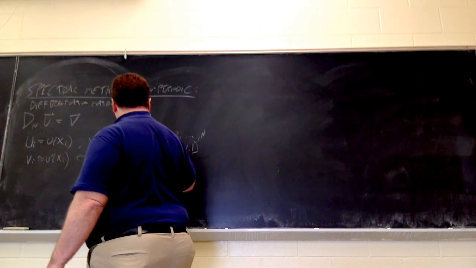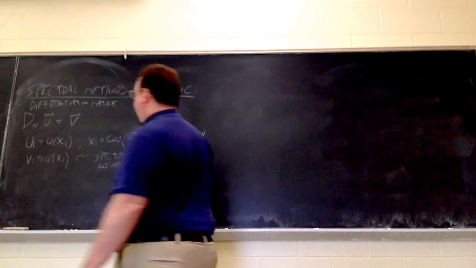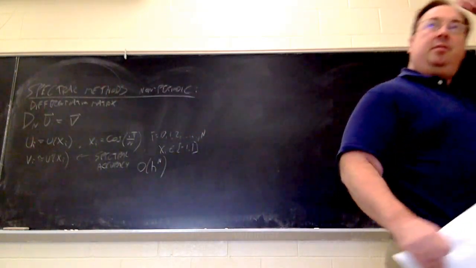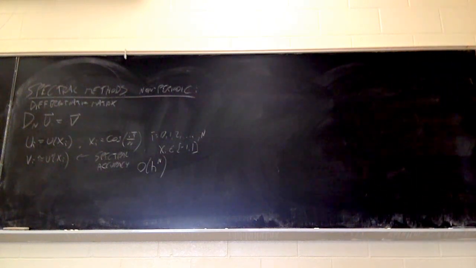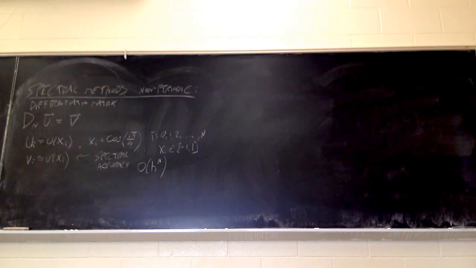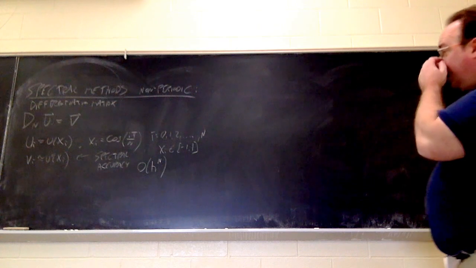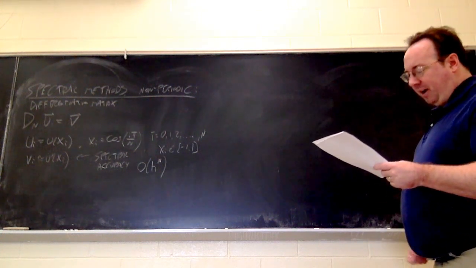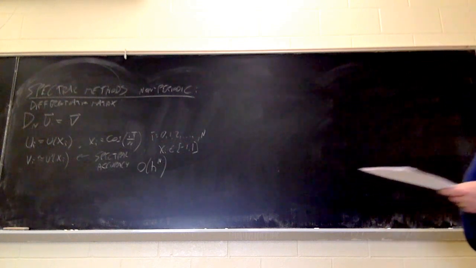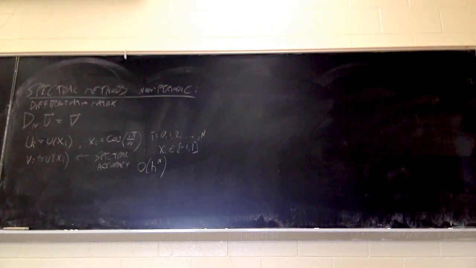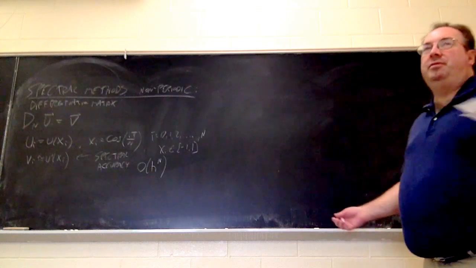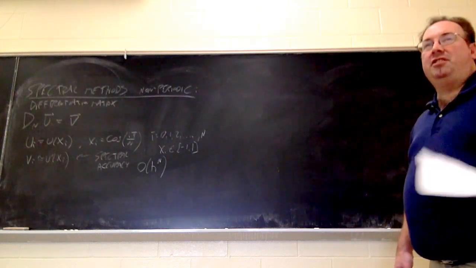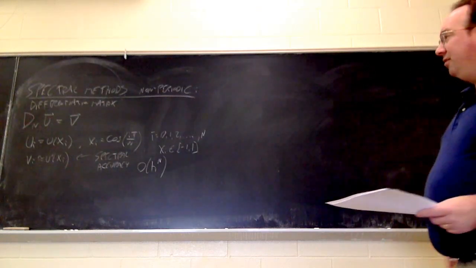Order h to the capital N. So the more grid points you use, not only is it more accurate, which you would expect, but also the order of accuracy keeps improving. Provided that the function you're taking a derivative of is infinitely smooth, which happens with PDEs of interest like Laplace's equation, heat equation, etc.